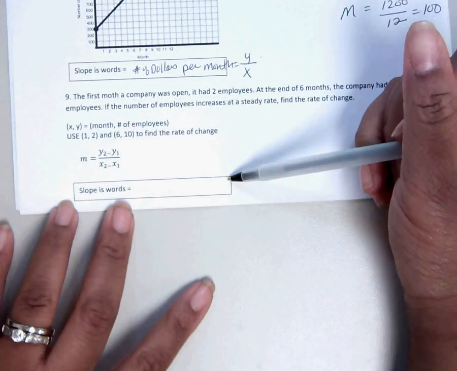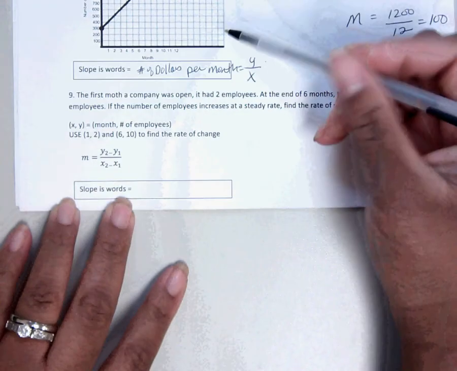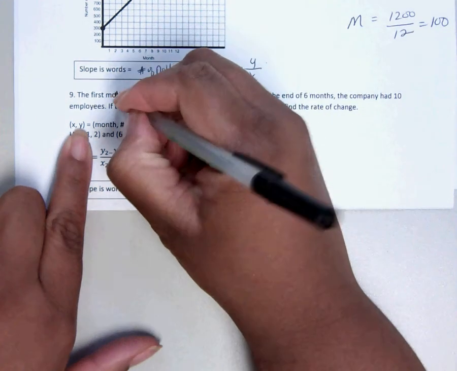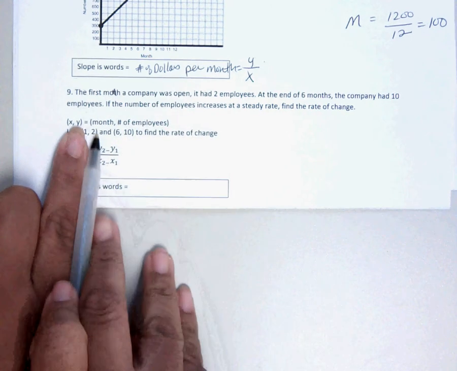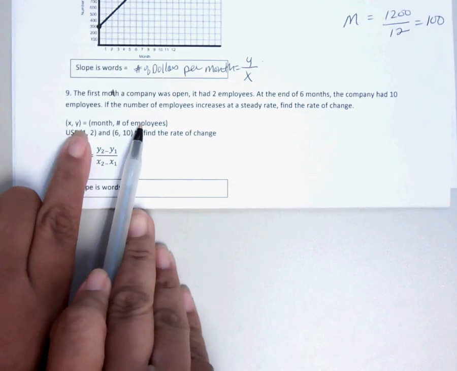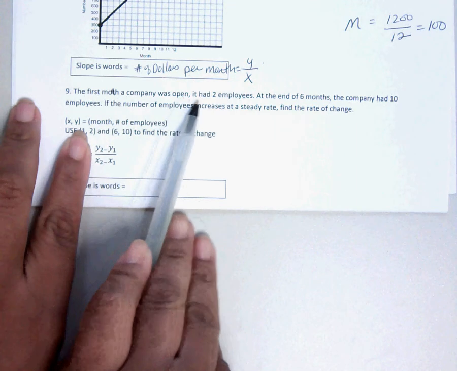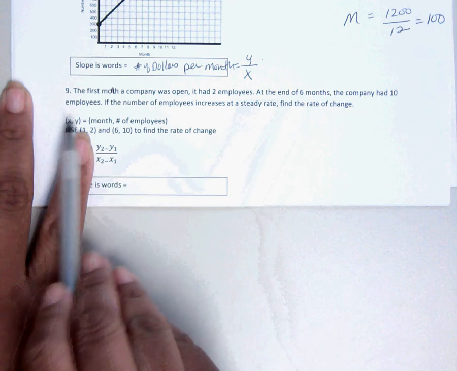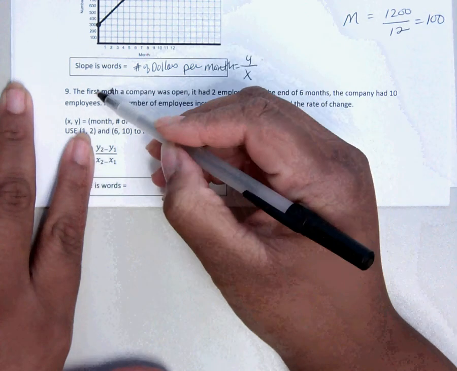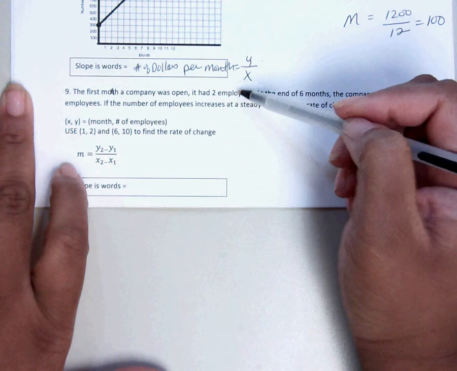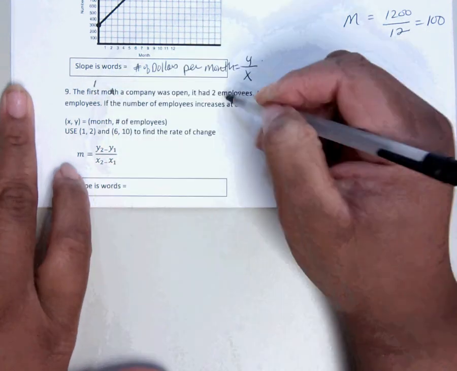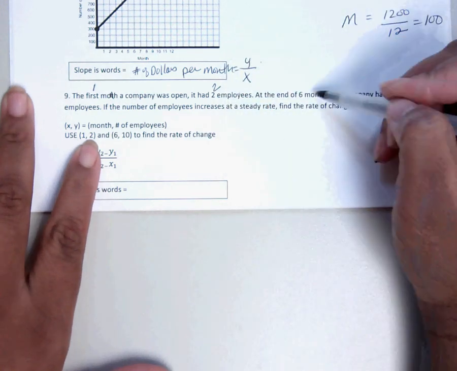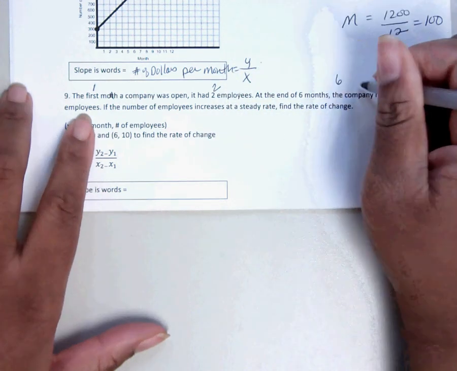And now we do the last example. No, second to the last example. X is going to represent the month. This says first month. Mistake. X is going to be month, and Y is going to be the number of employees. So the first month the company was open, it had 2 employees. At the end of 6 months, the company had 10 employees. So at the first month, there are going to be 2 employees. So that means 1 and 2 is the first point. And then 6 months, and then 10 employees. So it's going to be 6 and then 10.